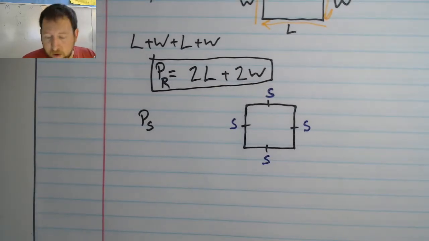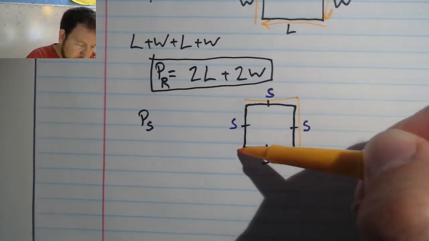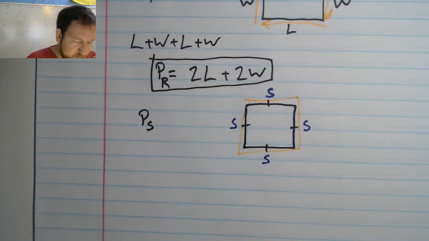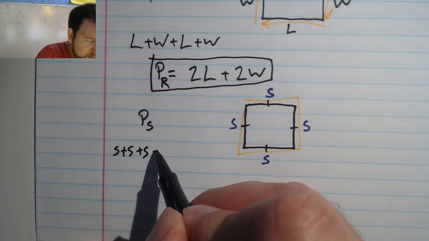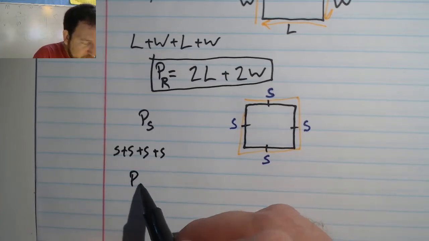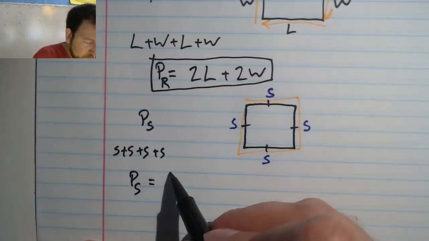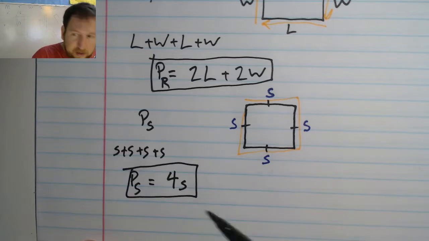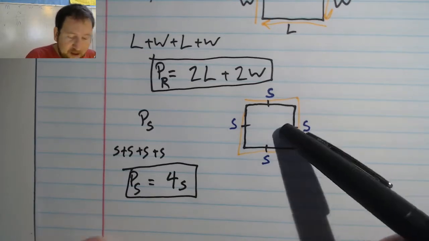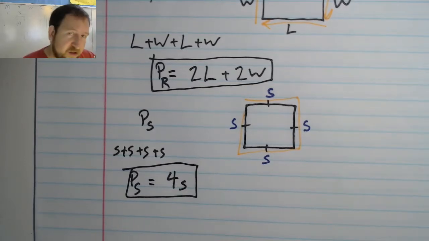So this time, if I wanted to go all the way around, I just have to add up S plus S plus S plus S. And my perimeter of a square, S plus S plus S plus S, is simply 4S. Easy for me to remember. So in this case, if my side was 4, I could just do 4 times, substitute in 4 for S, and I could get 16.